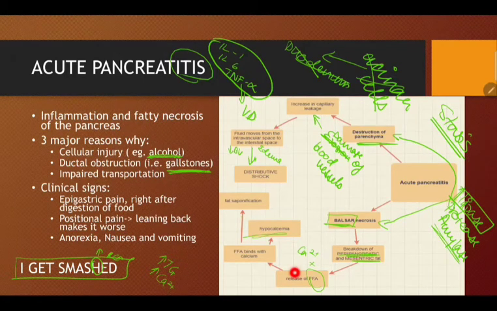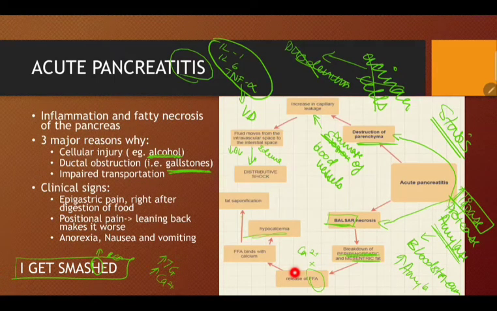I'm not forgetting amylase. Amylase is also present. It doesn't do anything specifically other than moving into the bloodstream. So when we are taking blood results, there'll be increased amylase. All right. Now, with all of that said, there are some clinical signs, right?